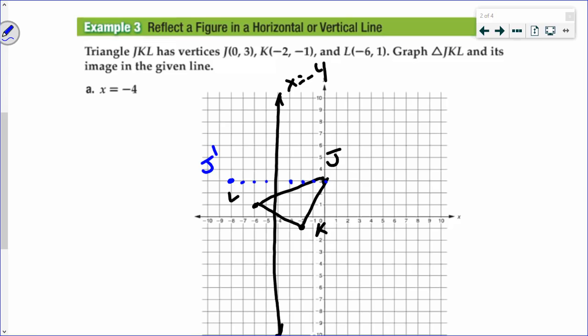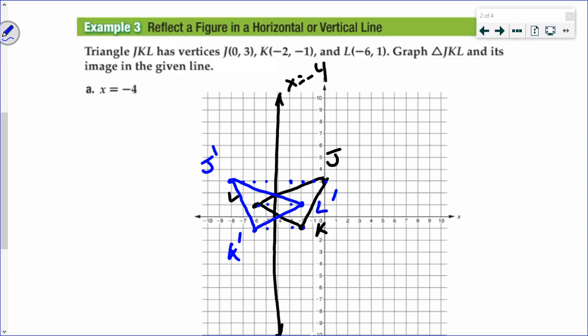We can do the same with L. L is 1, 2 units from the line. So in the other direction, we go 1, 2 units. And that's going to be point L prime. And K is 1, 2 units from x equals -4. So we go 1, 2 units from x equals -4, and there is going to be K prime. So these points, J prime, K prime, and L prime, connect to make the reflection. All right, so there's an example in the coordinate plane.